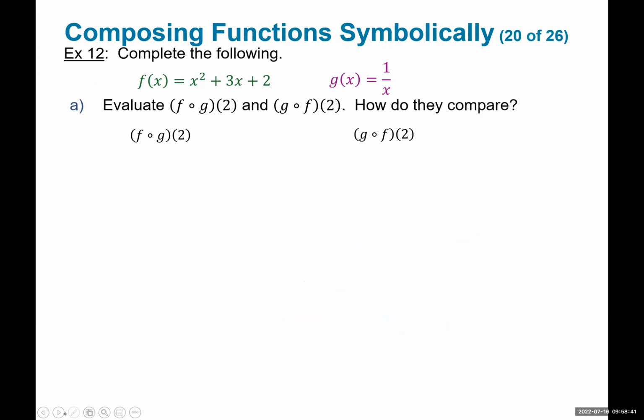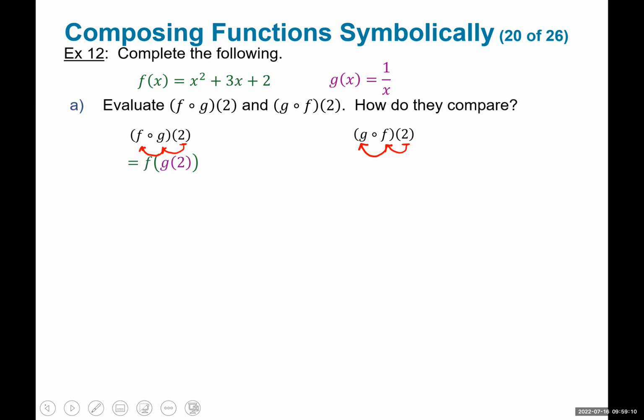Okay, so let's do this together. Complete the following. We need to find F of G of 2 and then G of F of 2. First off, the difference is we plug 2 into G first and then G into F, versus over here, we plug 2 into F first and then F into G. Okay, so let's do it. The easiest way to learn it is to do it.